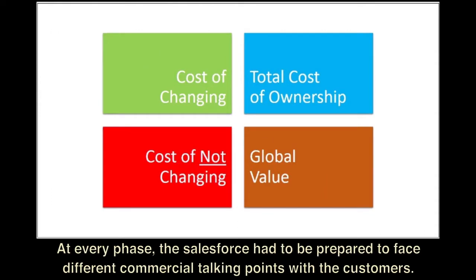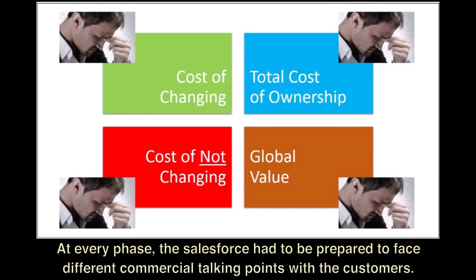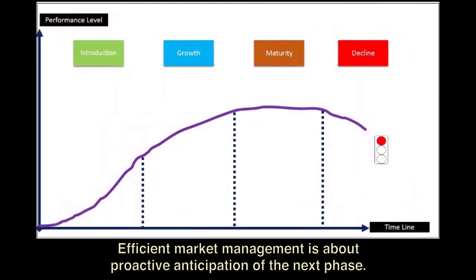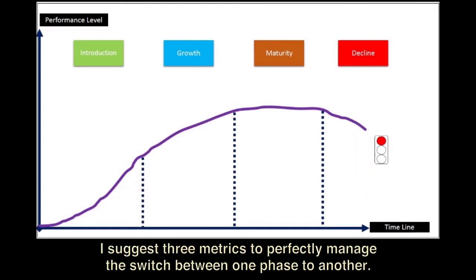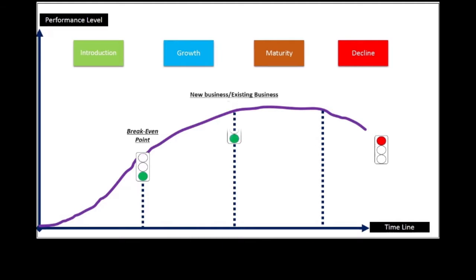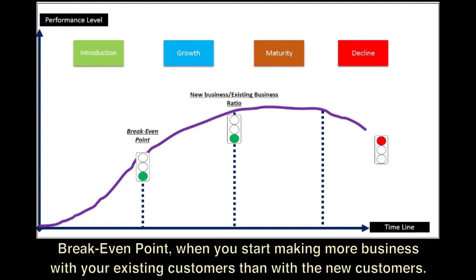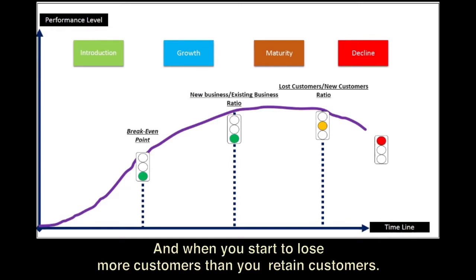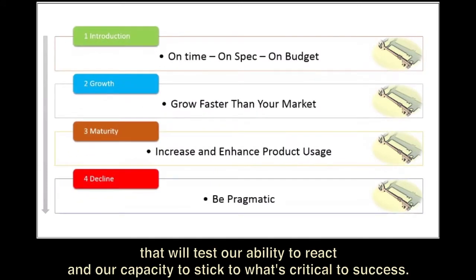At every phase, the sales force have to be prepared to face different commercial talking points with their customers. Efficient market management is about proactive anticipation of the next phase. I suggest three metrics to perfectly manage the switch between one phase to another: break-even point, when you start making more business with your existing customers than with the new customers, and when you start to lose more customers than you retain. Each of the phases will offer a different challenge that will test our ability to react and our capacity to stick to what's critical to success.